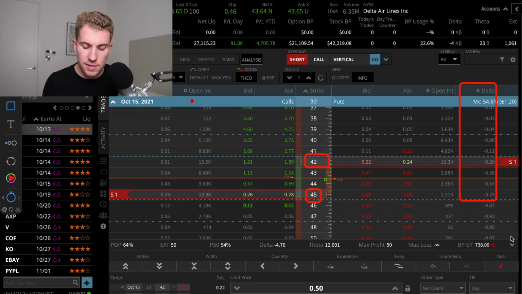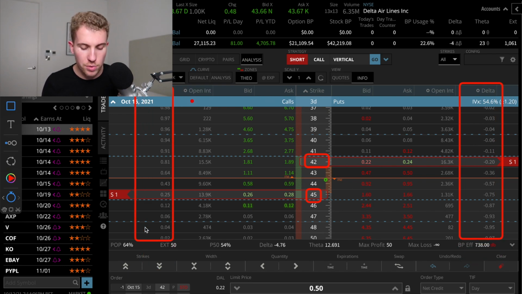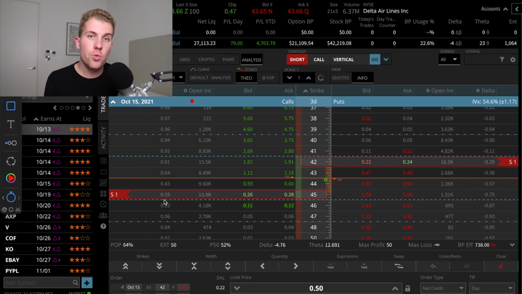And if you see this column that you have on the right for each side, meaning the calls and the puts, you see that you have the delta. And that's usually what I'm going to refer myself to. I'm going to look at the delta, meaning that I'm going to go for the 20, 25 delta on both sides. That's why I chose the 42 put, because it's around the 20 delta. And that's why I chose the 45 call, because it's around the 25 delta.